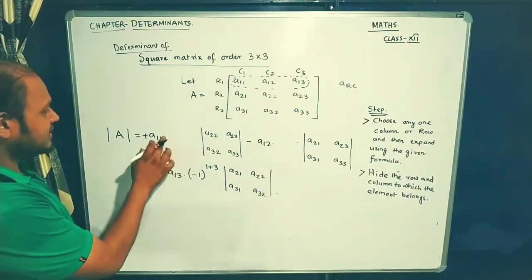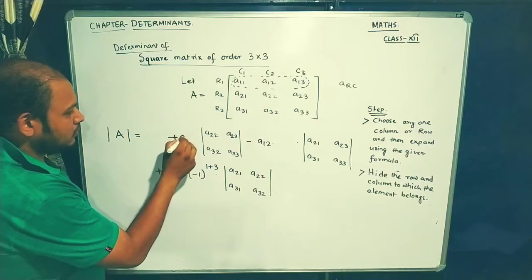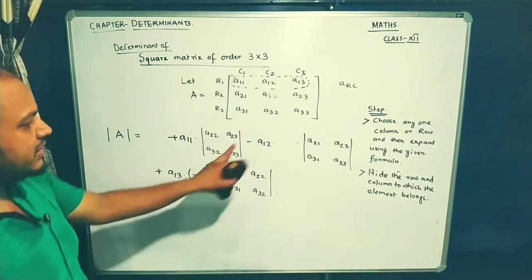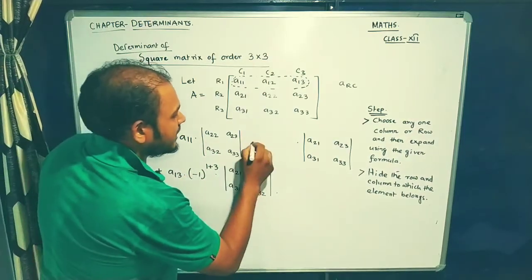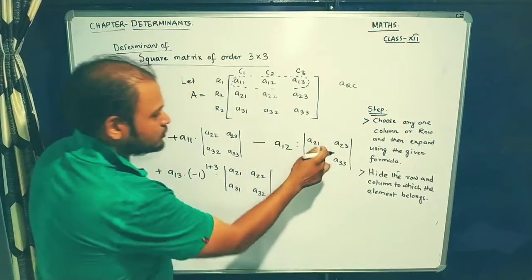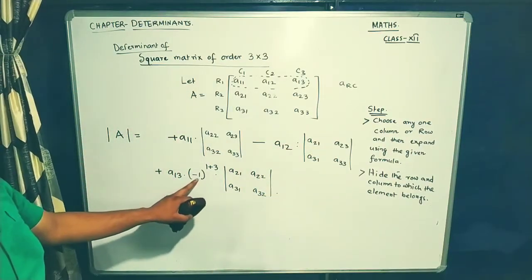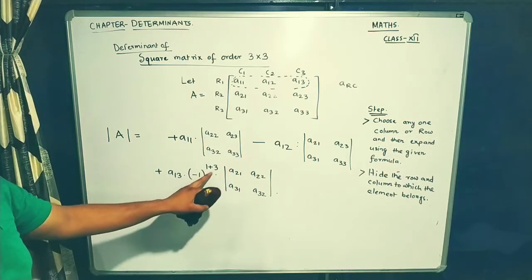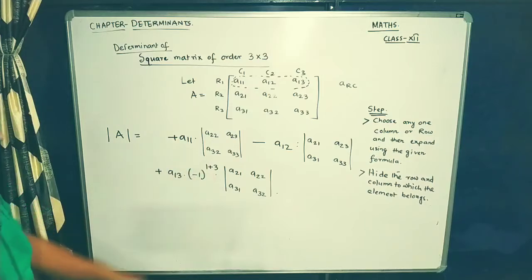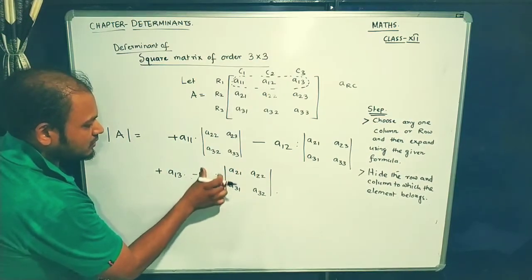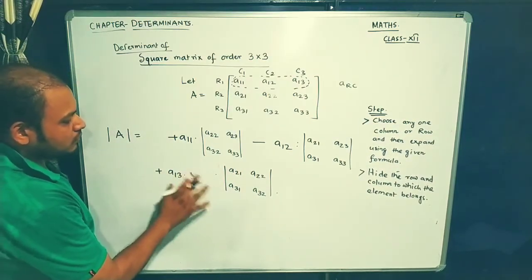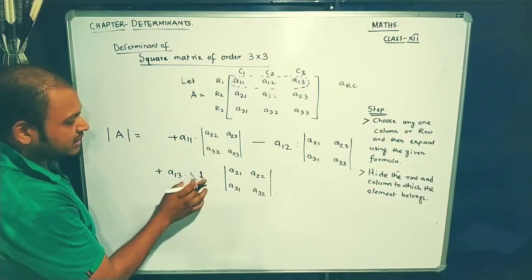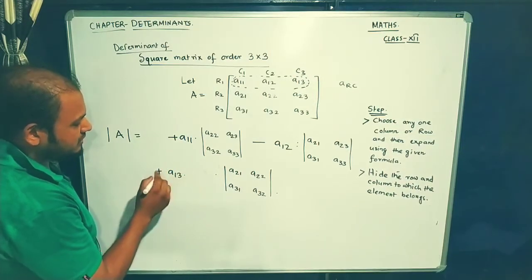Okay, so this is plus a11 into this, then minus a12 into this, then what we have here, minus 1 to the power 1 plus 3. What is 1 plus 3? 1 plus 3 is 4, and minus 1 to the power an even number is plus 1. So here you have a plus 1 here, or 1. Writing 1 here or not writing here does not matter, there is a plus sign here.